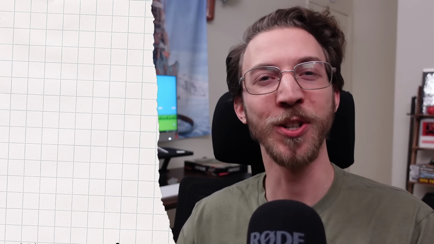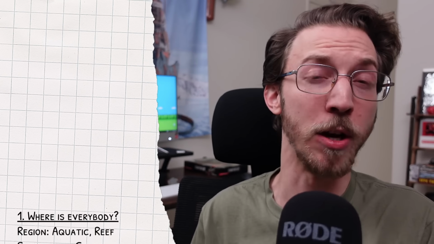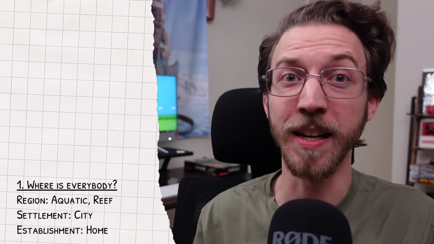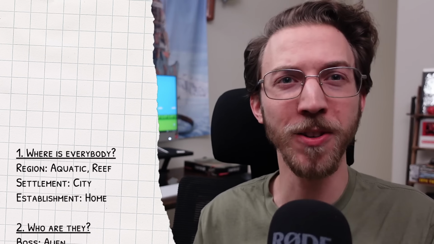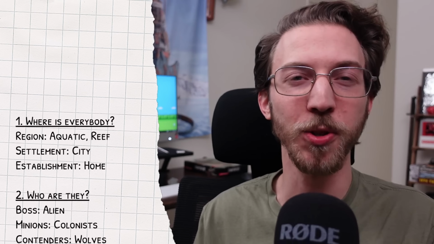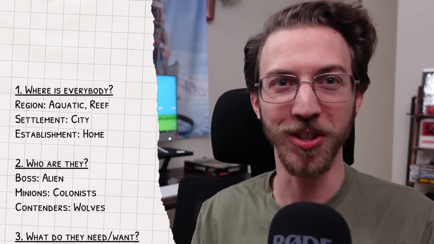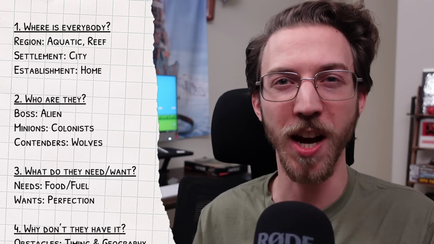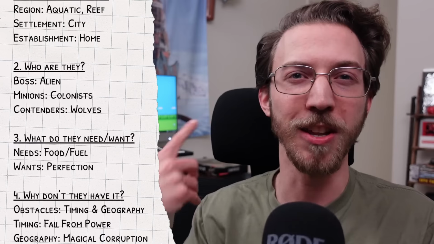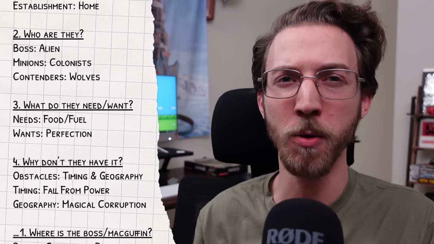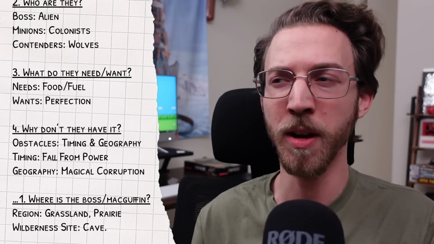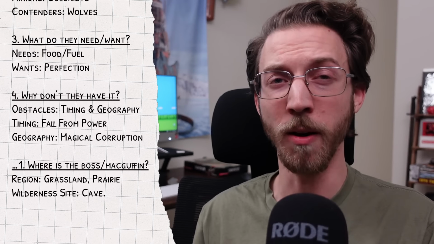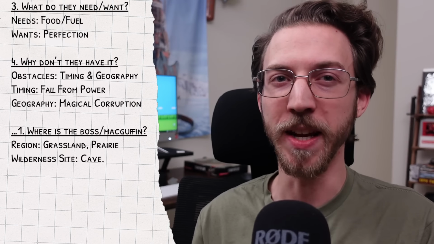Our good guys start in an aquatic region, specifically on or near a reef, in a city, at home. Our bad guy boss is an alien with colonist minions, and we also have a party of wolves. The boss needs food/fuel because they want perfection, but the obstacles are timing and geography, so let's say the aliens are waiting for a fall from power, and the heroes have to deal with magical corruptions. Where are these aliens? A prairie, in a cave.